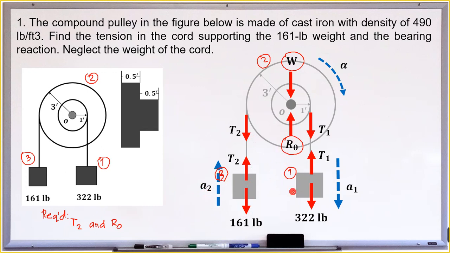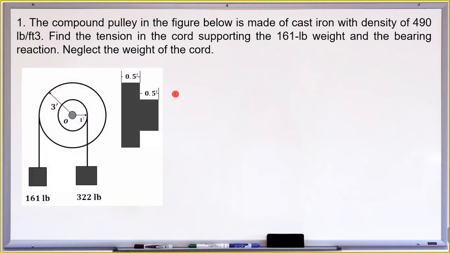So these are the external forces as well as the direction of our accelerations. Now we will take the objects involved one by one: 1, 2, 3. We will sum up their forces so that we can get the tension at the 161 pound block as well as the bearing reaction at the compound pulley. But before that, since the centroidal moment of inertia of our compound pulley is not given, we need to solve it first.